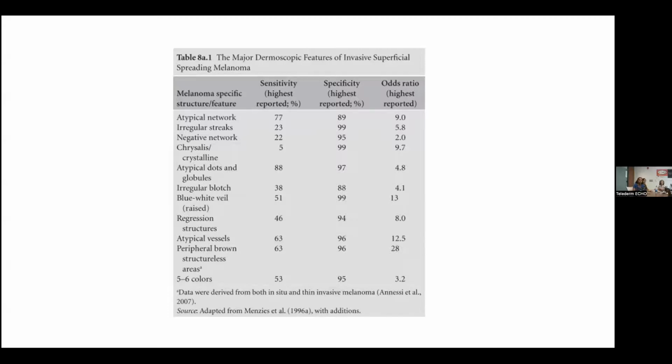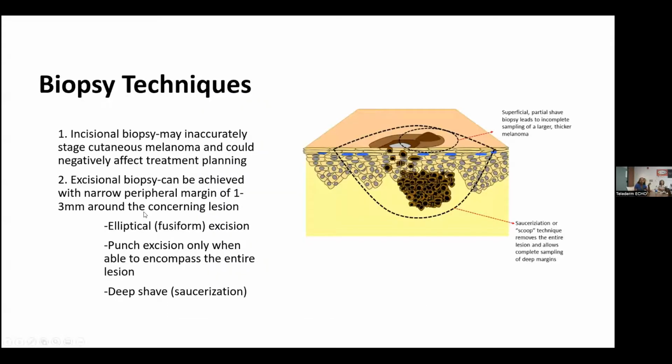So once we have identified a concerning lesion, the next step is how should we biopsy it? So there are two major ways. One is incisional biopsy, where you will remove part of the lesion. But the problem with that is if you remove the thinner section, but you didn't get the thicker part, you may miss diagnosing the depth of the lesion. So it may inaccurately stage your cutaneous melanoma, and it could negatively affect your treatment planning.